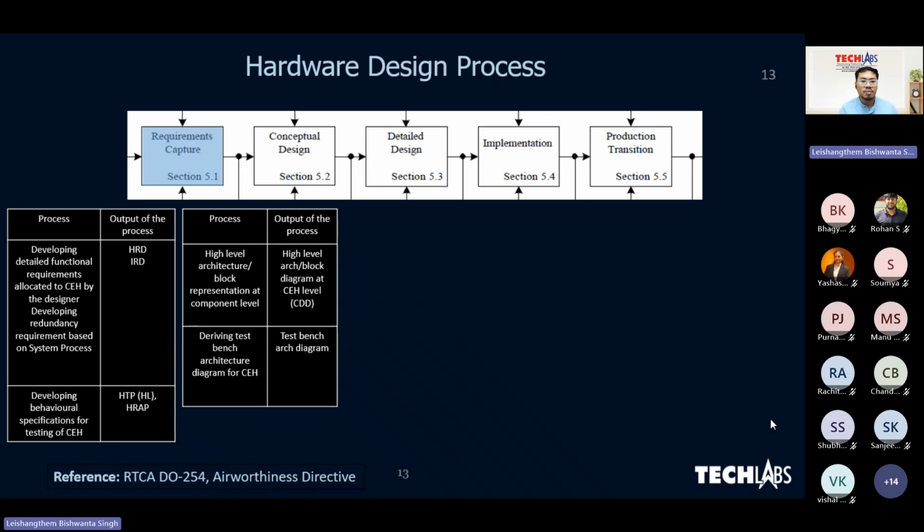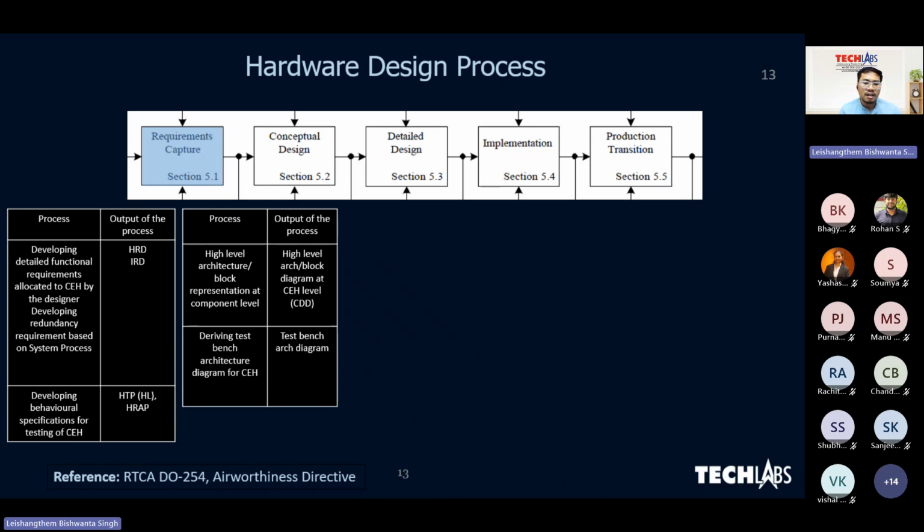So moving on from requirement capture to conceptual design. DO-254 basically follows a waterfall model. You cannot start with conceptual design and go back to requirement capture. Instead, it is more like a top-down approach. You start with planning, move on to requirement capture, then you can move on to conceptual design. Whichever high-level requirements we have captured in the requirement capture process have to be converted into a higher-level conceptual design. That is exactly what is happening during the conceptual design process: high-level architecture, block representation at the component level.